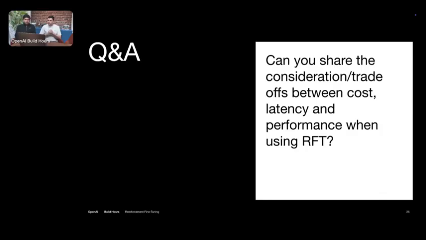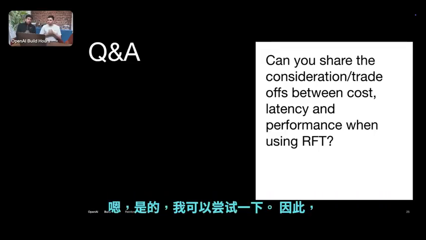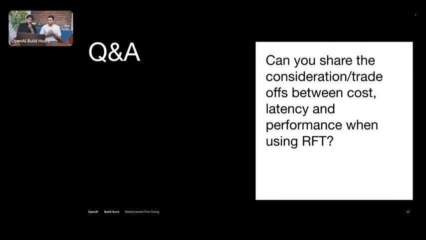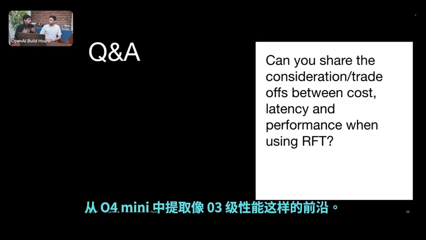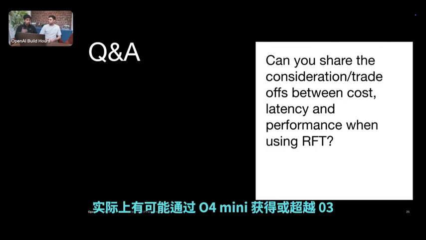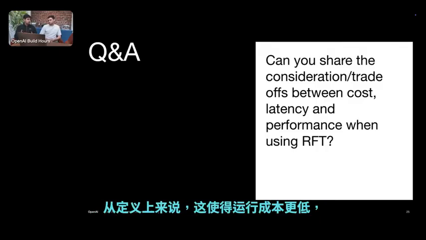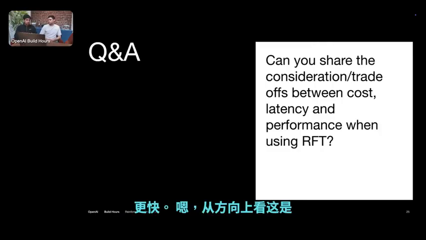Okay, so can you share the costs, the considerations, trade-offs between cost, latency, and performance when using RFD? Yeah, I can take a shot at this. Often a motivation for teams using RFD is to extract frontier O3 level performance from O4 mini. That's what it looks like today. Maybe in the future we'll have different models, but in most cases, when we specialize O4 mini for a domain specific task, it is actually possible to get or surpass O3 level performance with O4 mini. And that by definition makes it cheaper to run because O4 mini is cheaper, smaller, faster.